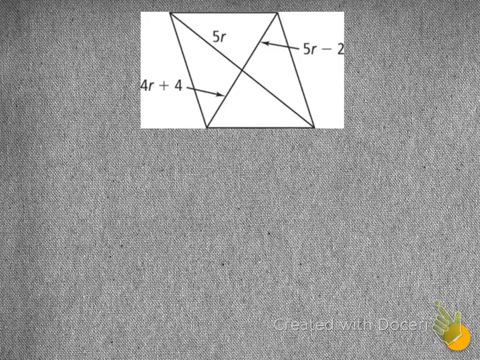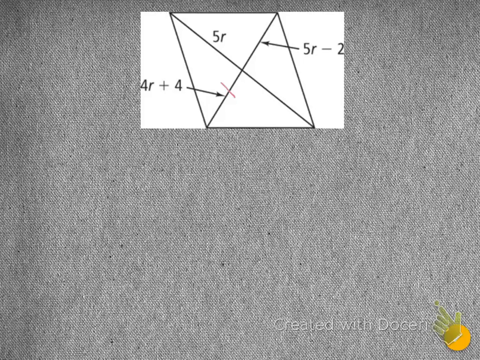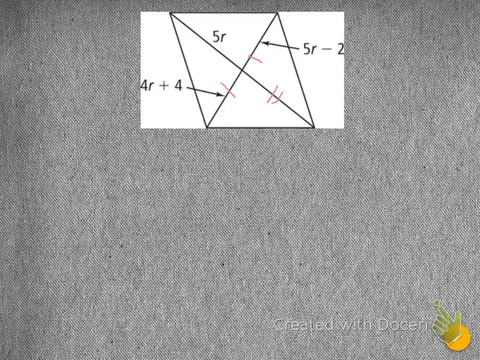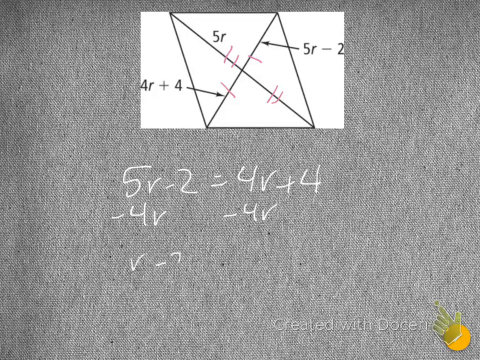Okay, it's the same thing. So my diagonals are congruent, so this is congruent to this, and these two are also congruent. So I'm going to do 5r minus 2 equals 4r plus 4. So subtract 4r. So r minus 2 equals 4, add 2, so r equals 6. If I wanted the lengths, I would plug 6 in for r for all those lengths up there.